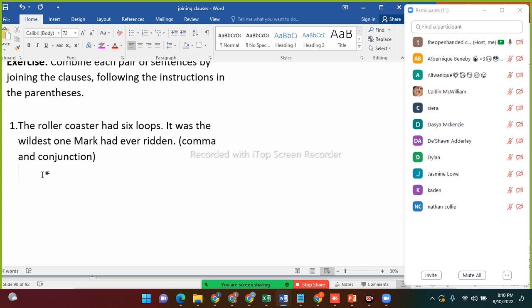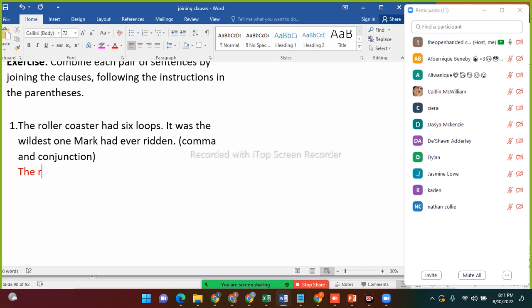All right, I'm not hearing from Dylan. Deja, what can we do? We can use "and." We could use "so." We could say the roller coaster had 6 loops, so... Yeah, that could work. It depends on the context. Let's use the most natural one though.